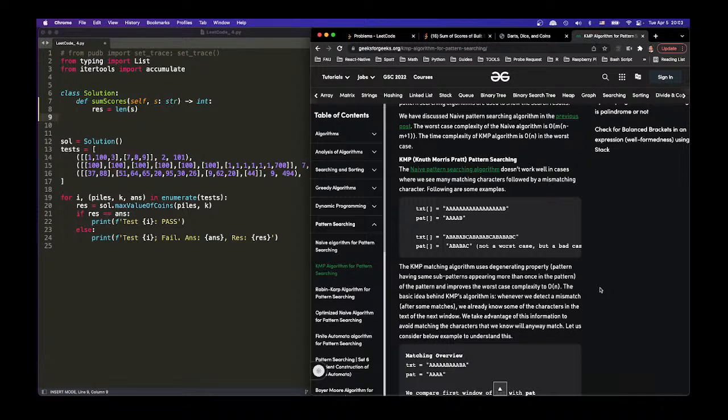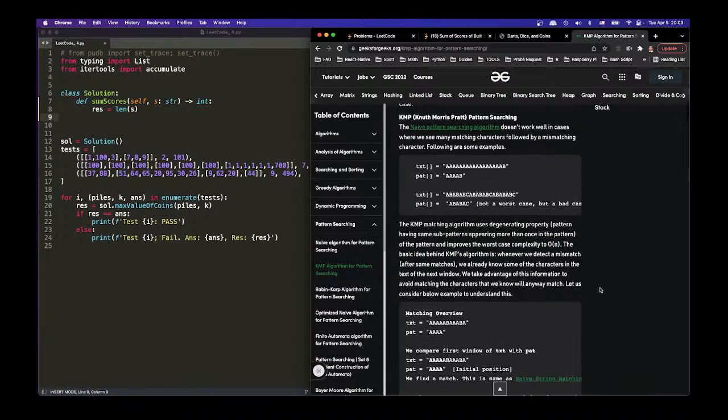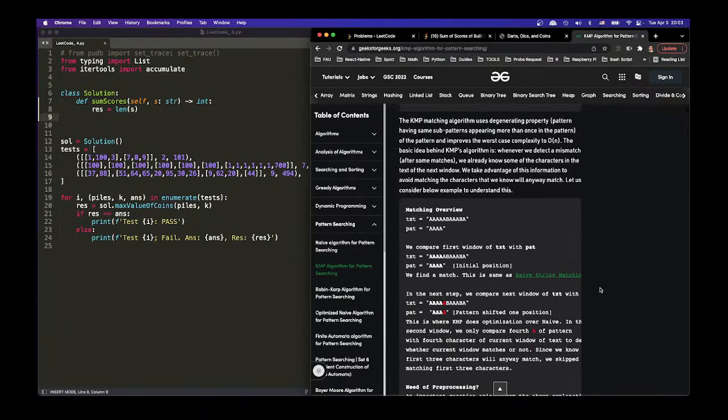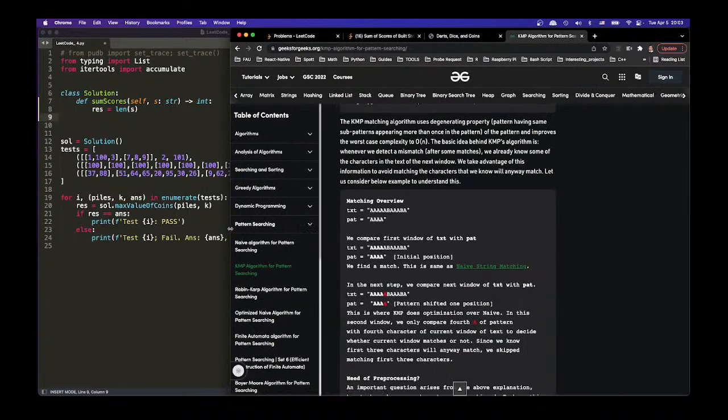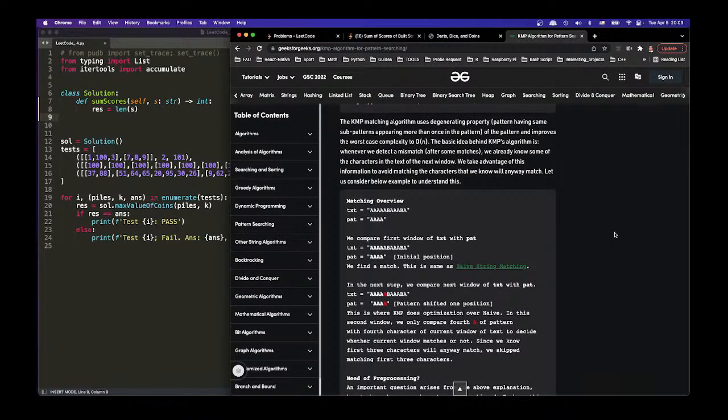Whenever we detect a mismatch after some matches, we already know some of the characters in the text window. Yes, we can take advantage of this to avoid matching the characters that we know will match anyway. Let us consider the following example. We compare the first window of the text with the pattern, and they all match. In the next step, we compare the next window of text with the pattern.